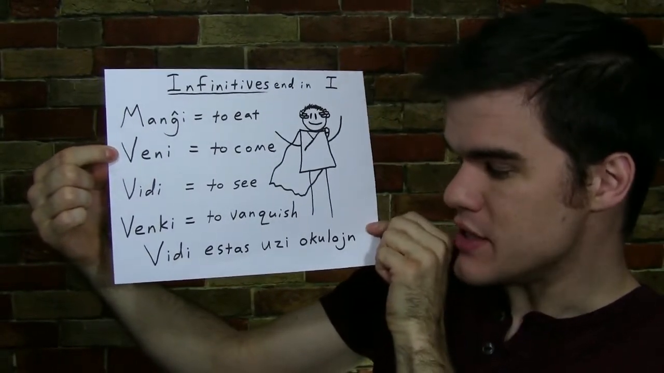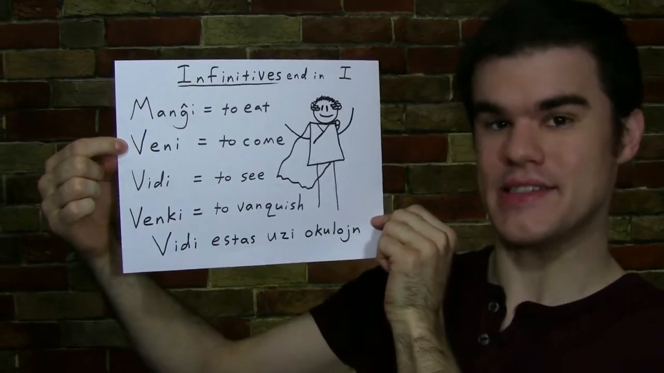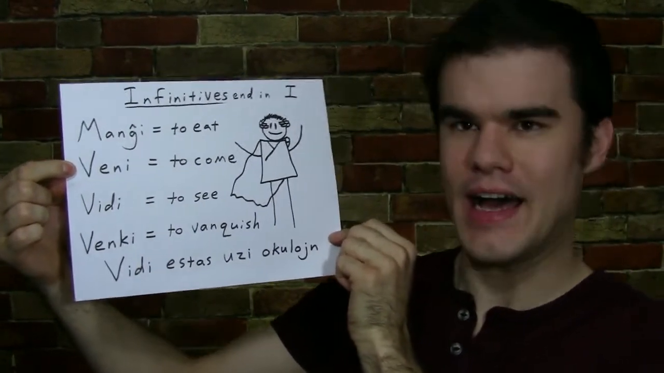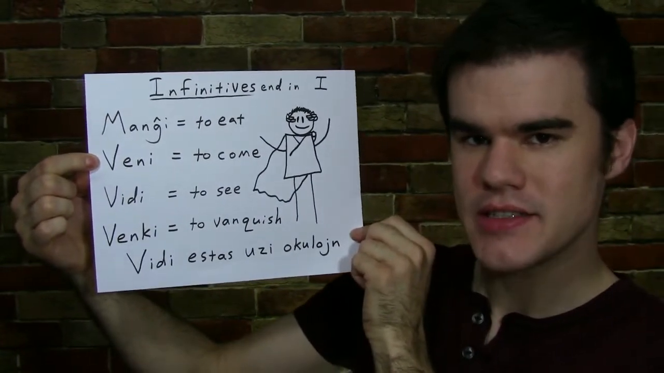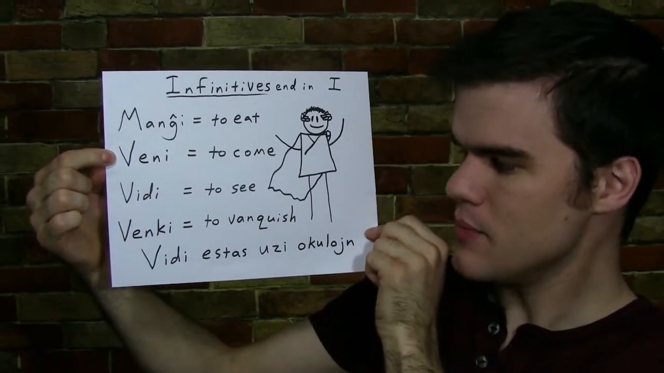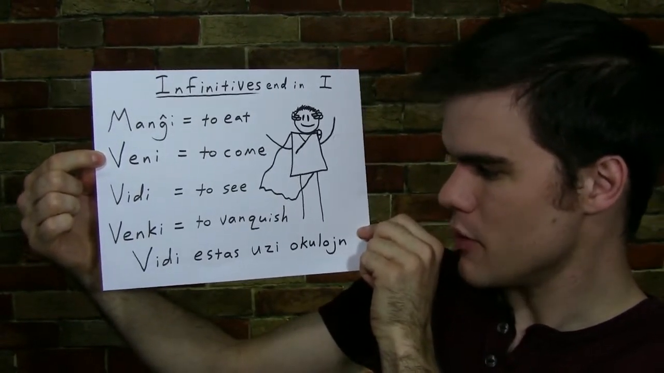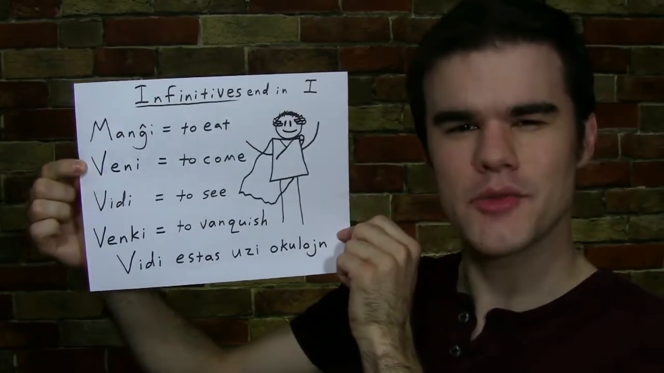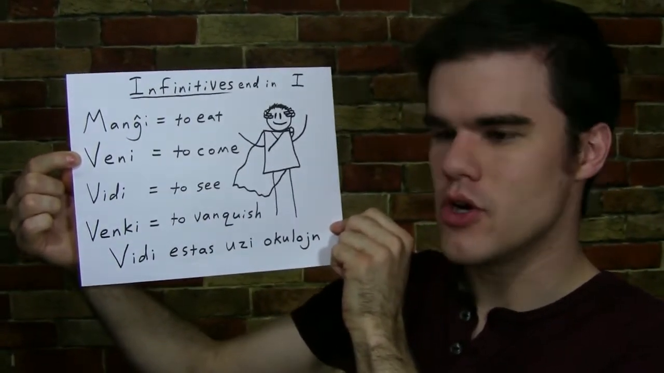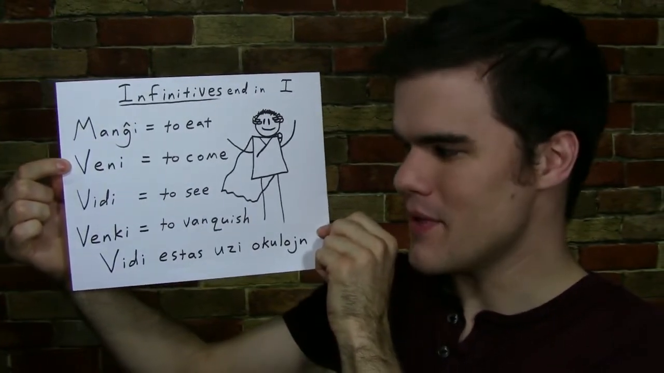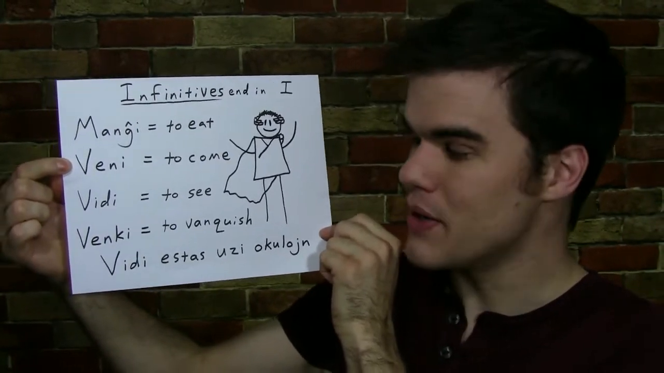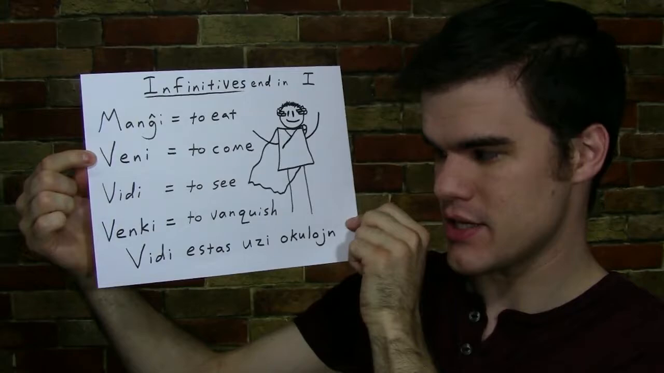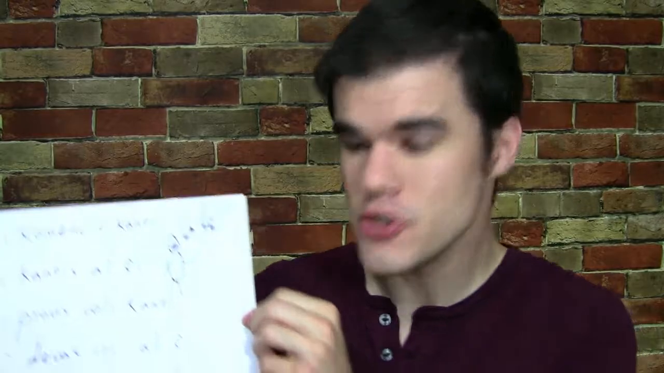Vidi estas uzi okulojn. "To see is to use eyes." Okay? Probably "the eyes," but I ran out of room on the page, right? Vidi here is the subject of the verb, okay? This verb equals this verb, uzi okulojn, okay? So in a way, it's almost like a noun. It's the subject of the thing, but you don't pluralize them, and you don't put an N at the end of it or anything like that. So it doesn't follow noun rules, but you can use an infinitive as a subject there, as you see in that sentence. Let's look at some more examples of how infinitives are used.